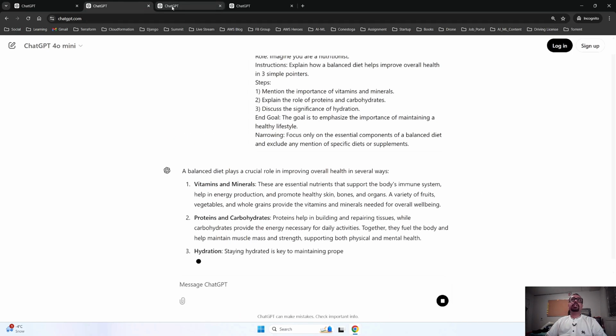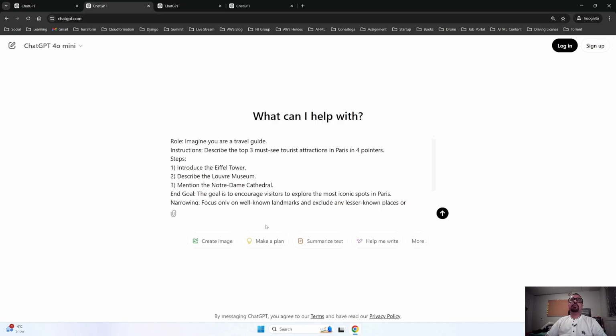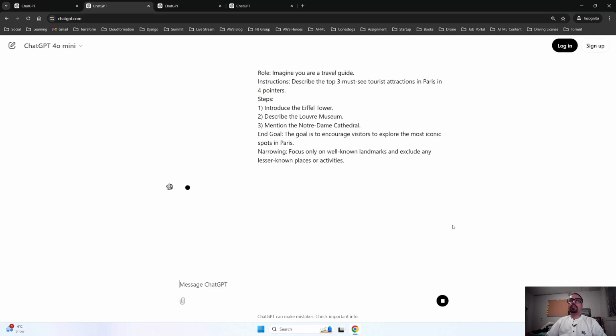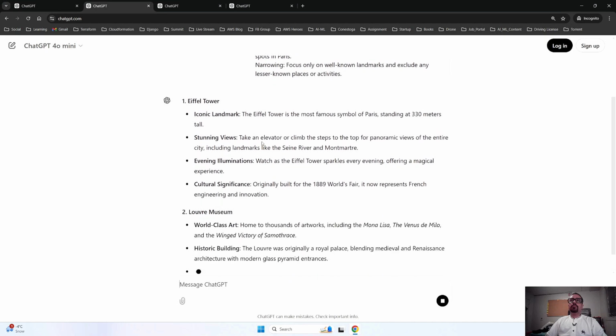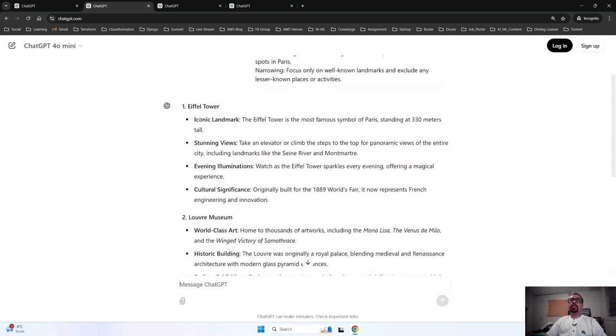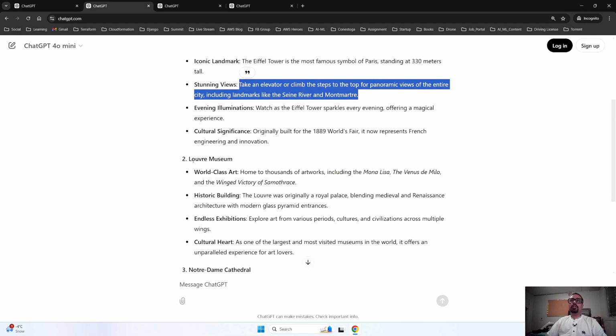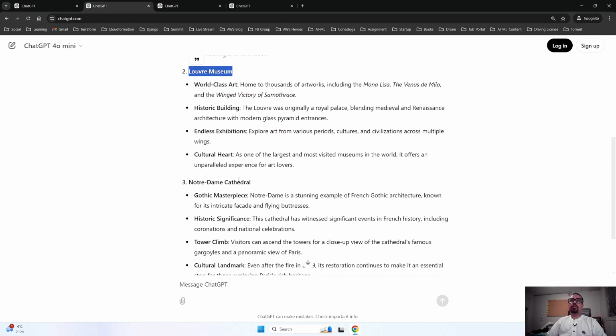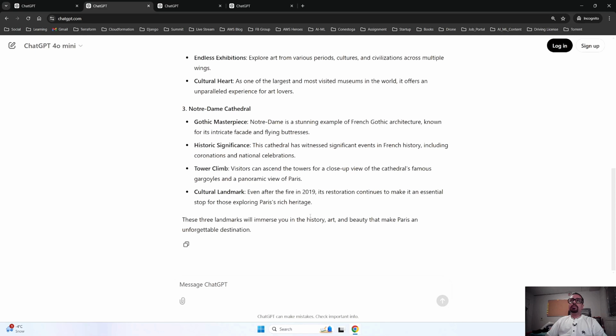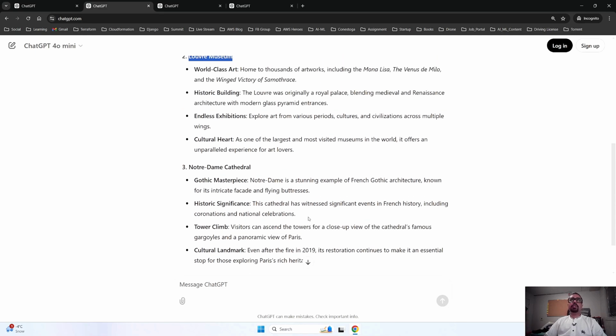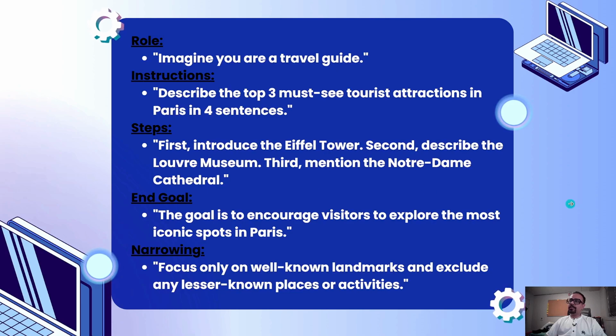So, oh, sorry, I think this is the one. Okay. So first is the Eiffel Tower. Over here, it has given the iconic landmark, standing at 330 meters, stunning views. What all views are available at Eiffel Tower? Same for the other museum and same for the cathedral. So this is how it is able to give you the response that you are looking for. So let's move on to the next example.